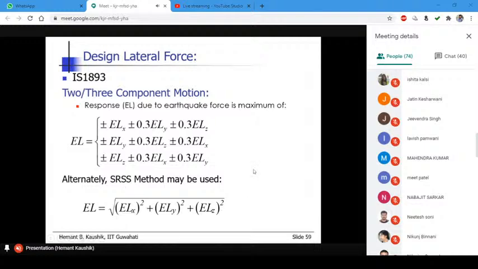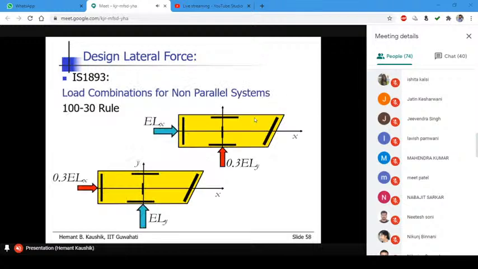That is also permissible. Sir, why are we considering this 100-30? Why not some other value, like 100-40 or 100-50? Yes, there is a simple derivation for this, we can discuss it maybe in some other class. But if you do this 100-30 rule, then you are approaching approximately the real design force in this member. There is no need to consider 0.4 or 0.5, that actually overestimates.